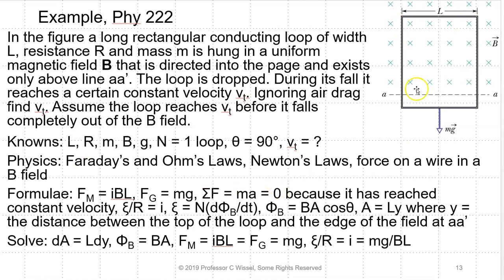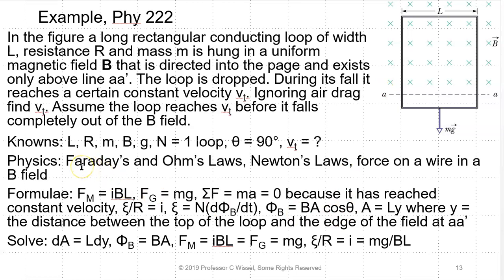Okay, in the figure, a long rectangular conducting loop of width L, resistance R, and mass M is hung in a uniform magnetic field B that is directed into the page and exists only above this line. So in other words, the magnetic field is only above here. The loop is dropped. During its fall, it reaches a certain constant velocity Vt. Ignoring air drag, find Vt. Assume the loop reaches Vt before it falls completely out of the field.